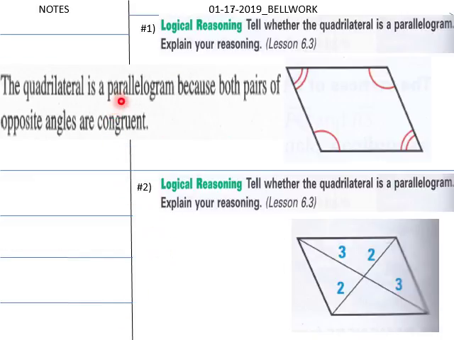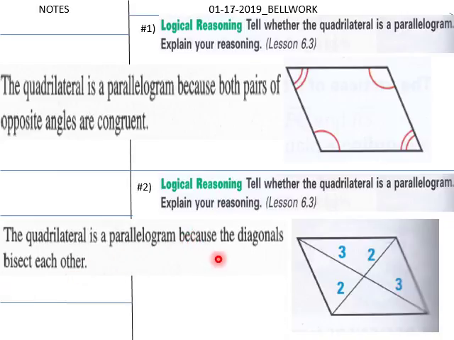Okay, welcome back. Yes, it is, because both pairs of opposite angles are congruent. So when you have this situation here, it is a parallelogram. And then for this one down here, it is because the diagonals bisect each other, 2 and 2 and 3 and 3. So yes, they are parallelograms.